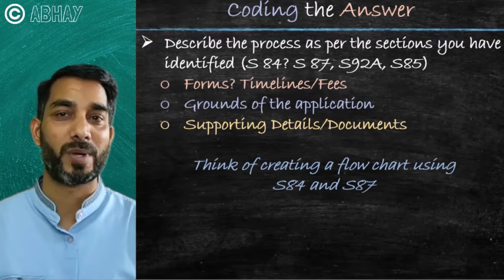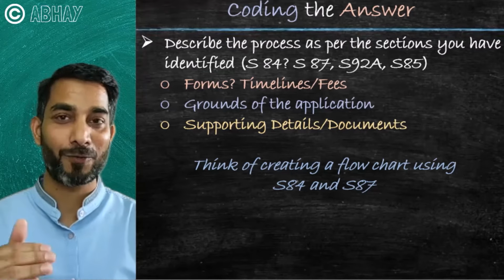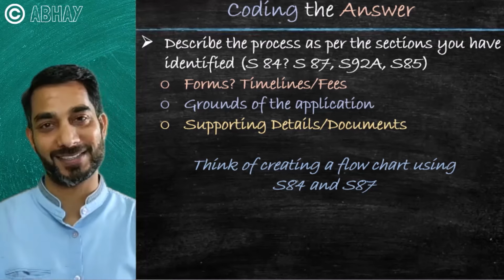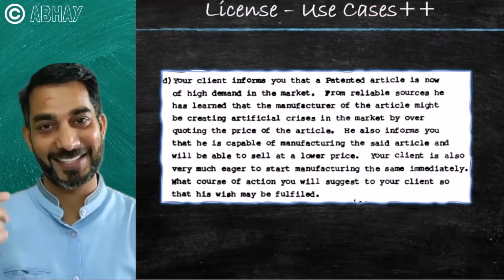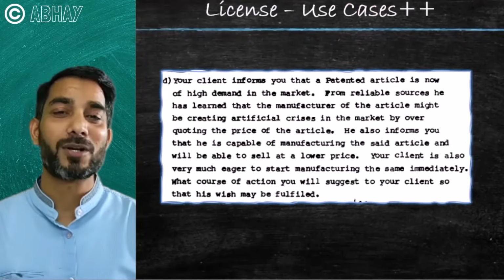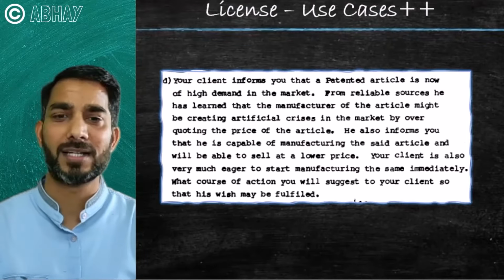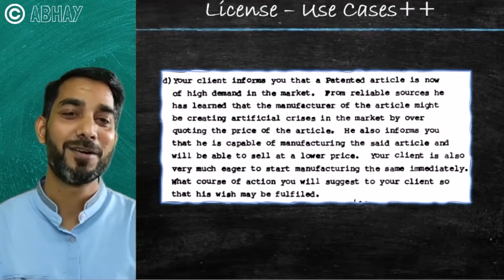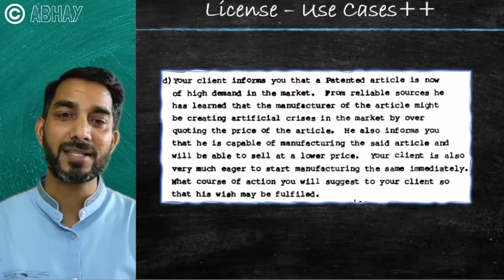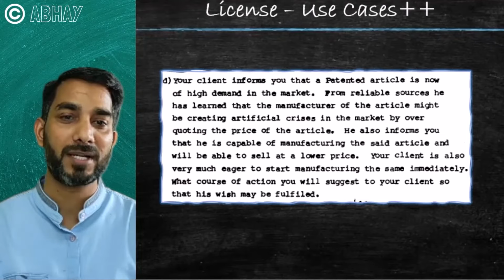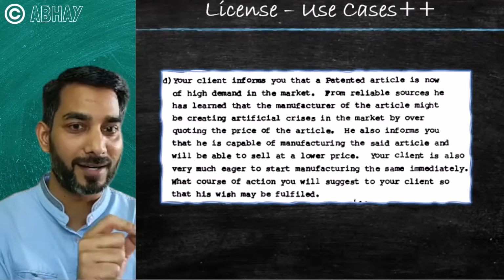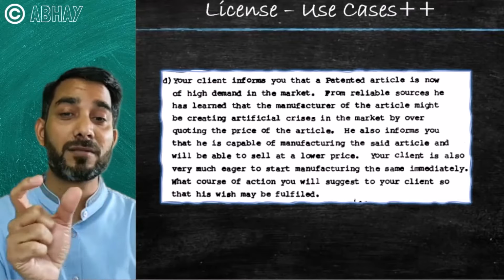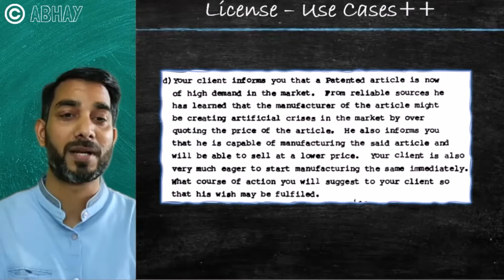Now we have come to that stage where we need to apply the knowledge on a few use cases. Shall we? Here's the first one. Your client informs you that a patented article is now of high demand in the market. Underline that. From reliable sources, he has learned that the manufacturer of the article might be creating an artificial crisis. Underline that. By overquoting the prices. Artificial crisis because of the overquoting of the price.